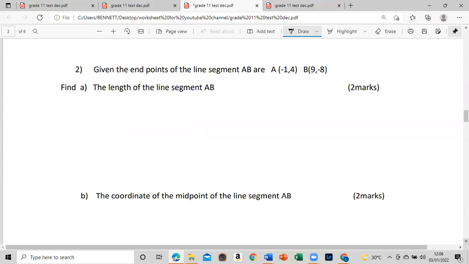That was one more. Given the endpoints of a line segment AB, A is equal to (-1, 4), B is equal to (9, -8), find the length of the line segment. So they want us to find the length of the line. Alright, so let's go.